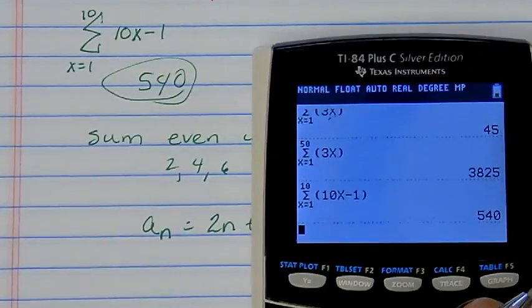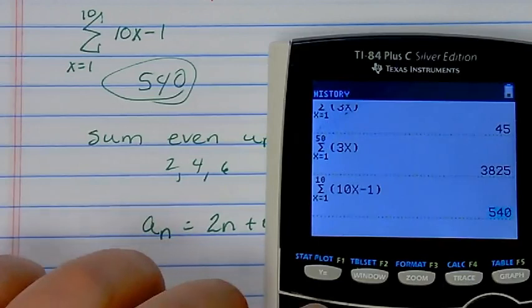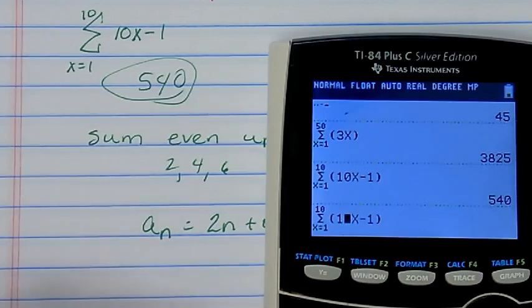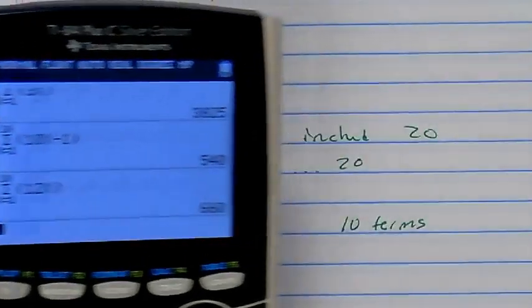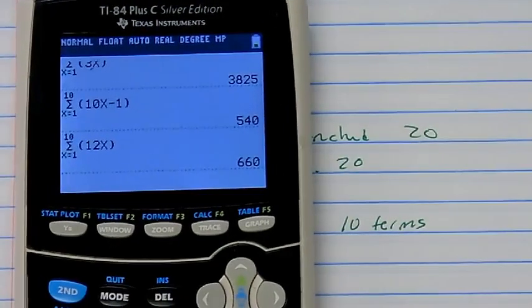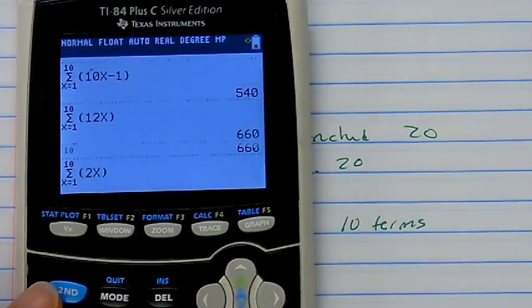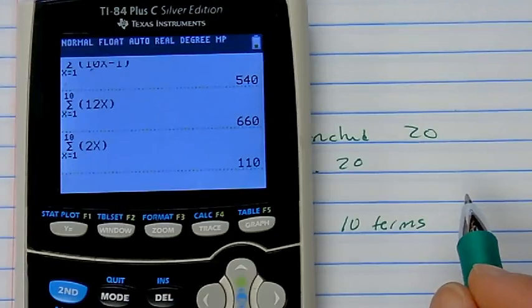So if I want to add the numbers from 2 to 20, it would look very similar to the one we just had on here. So I'm adding 10 terms, but this one would be of 2x. So the sum of the first 20 numbers, let's see if I did that right. Nope, I have 12x. I thought that was a little bit too much. 2x would look more like this. So adding the numbers from 2 to 20 would be 110.